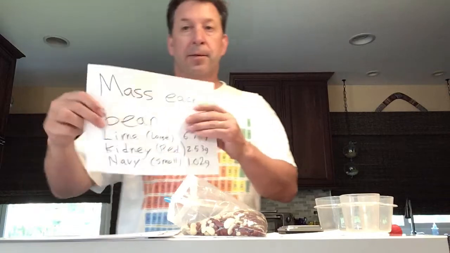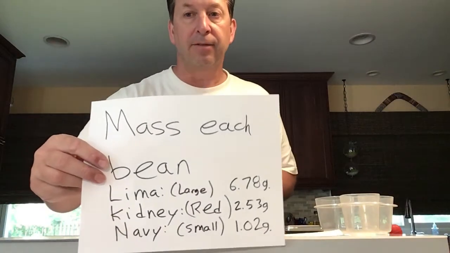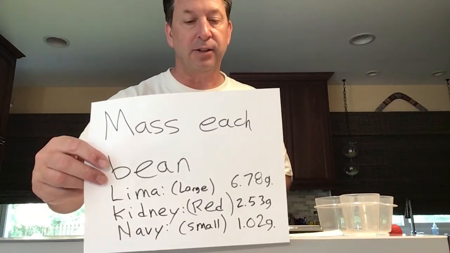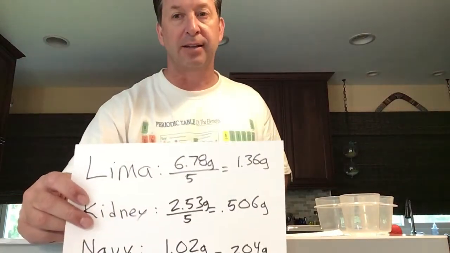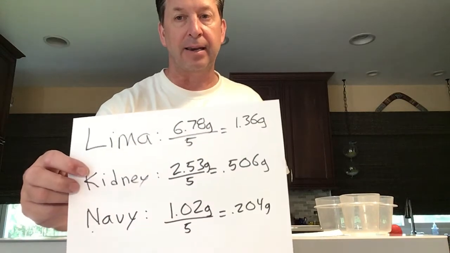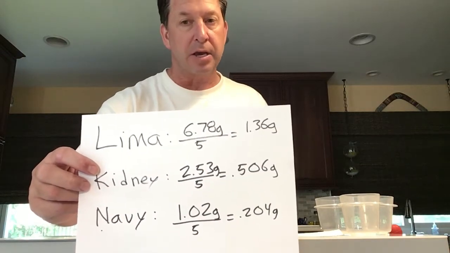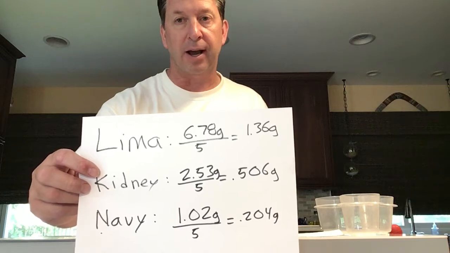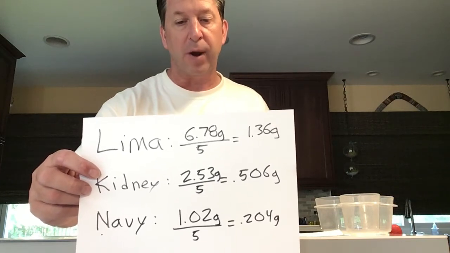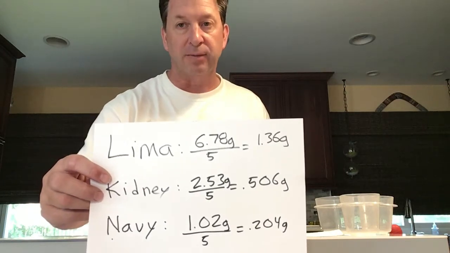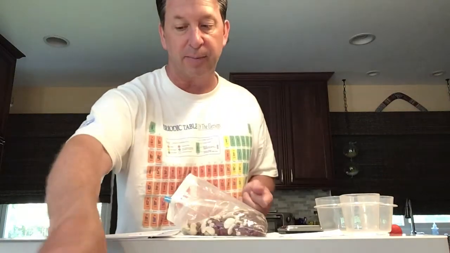So we've weighed 5 limas, 5 kidneys, and 5 navies. You could weigh 10 of them. We'll simply do some quick math to calculate what the average mass of a lima and a kidney and a navy bean might be. These might be a little bit different, but we feel pretty confident by weighing as many as 5 that we have a good average mass of a lima, a kidney, and a navy bean.